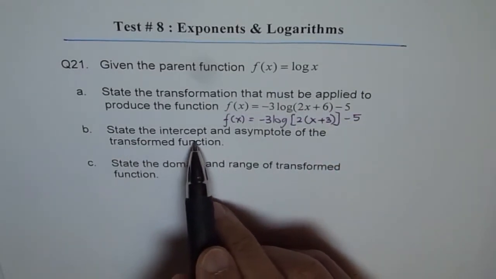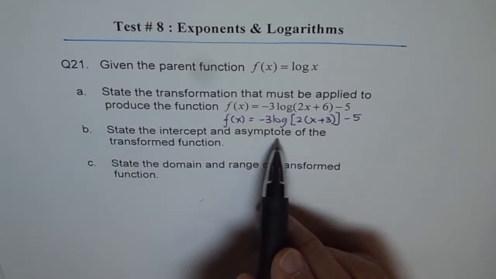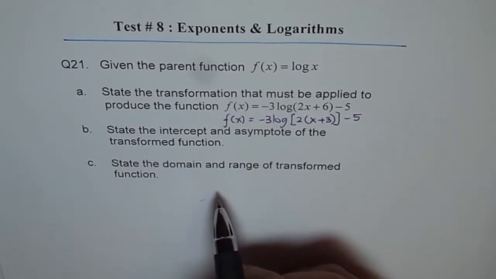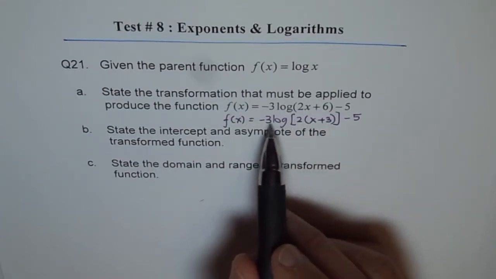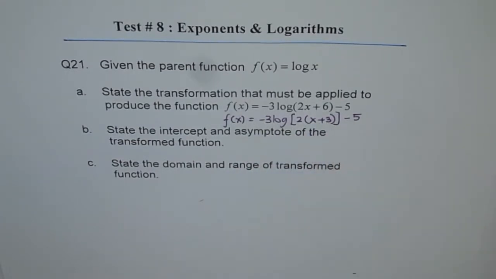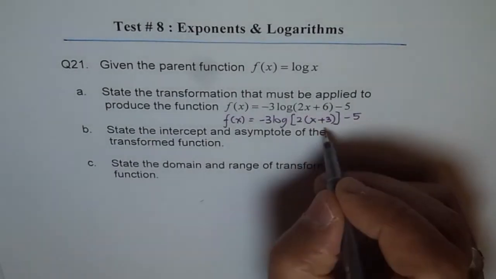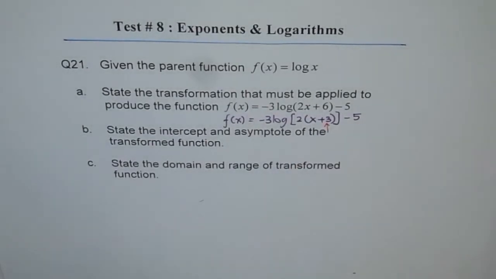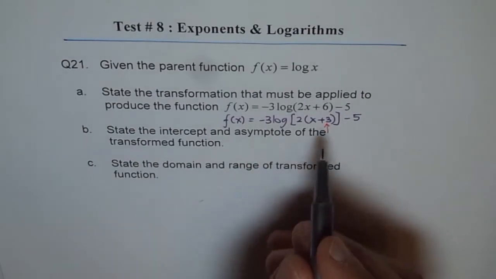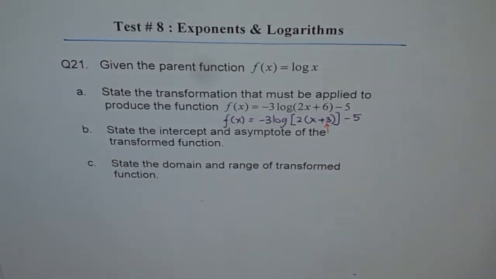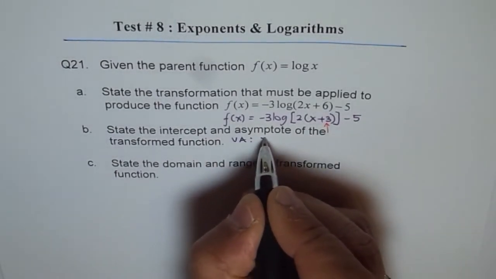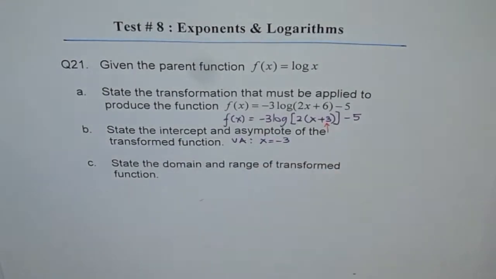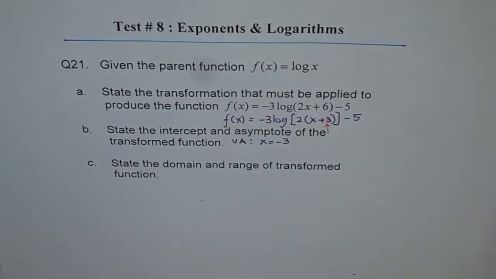Now state the intercepts and asymptote of the transformed function. There is always a vertical asymptote, correct? Now this vertical asymptote will be changed only with this value, correct? So the vertical asymptote for us moves 3 units to the left. Instead of being at x = 0, the vertical asymptote for us is at x = -3. So that is the shift in the vertical asymptote.